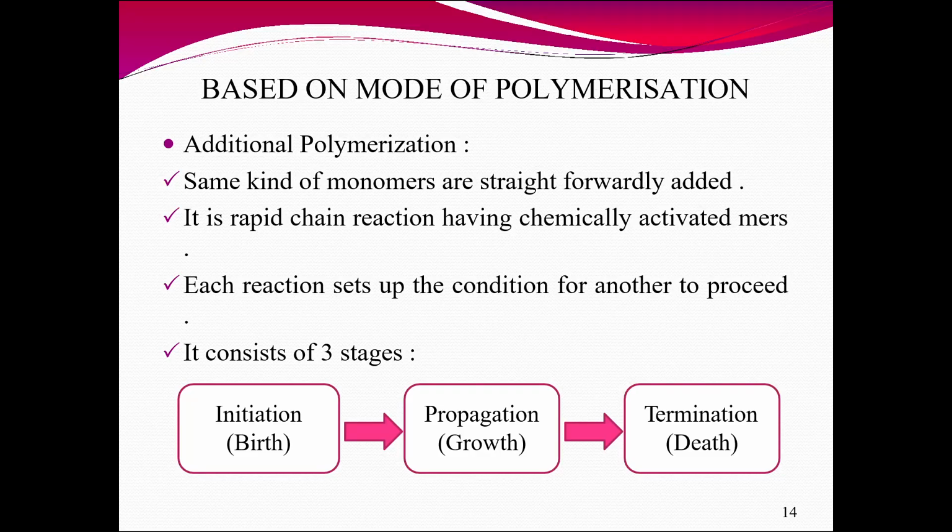And based on the mode of polymerization, the polymers are classified into two. First is addition polymerization. The same kind of monomers are straightforwardly added together to form a polymer; these are called addition polymers, and the process is addition polymerization. It is a rapid chain reaction having chemically activated groups. Each reaction sets up the condition for another to proceed. It consists of three stages: chain initiation, propagation, and termination.